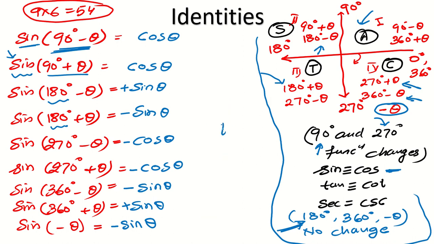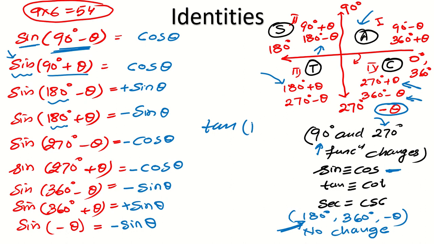Just take one identity, for example, say tan 180 plus theta. Okay, I'll write like this, tan 180 plus theta. And what will be the identity for this? You see, tan 180, now it is 180, so there will be no change in the function, so it will become tan theta. Okay, and 180 plus, in which quadrant does it lie? It lies in the third quadrant, so it will remain positive. So this is the identity, tan 180 plus theta is equal to tan theta. Like this you can solve, you can memorize the identity.